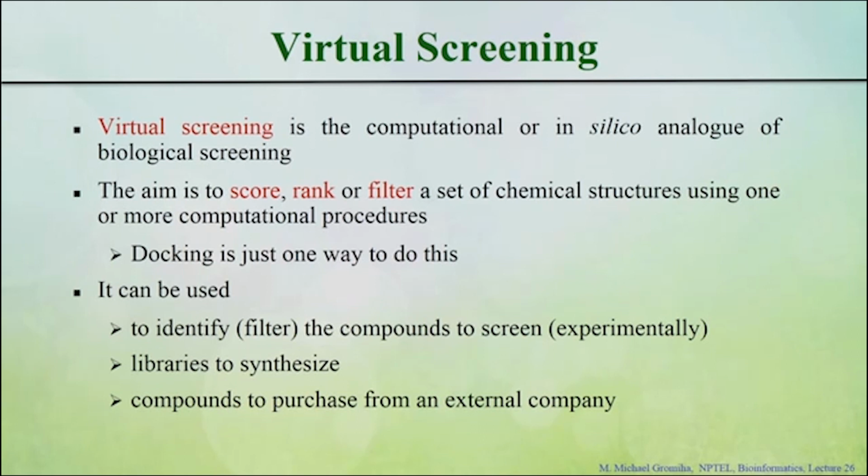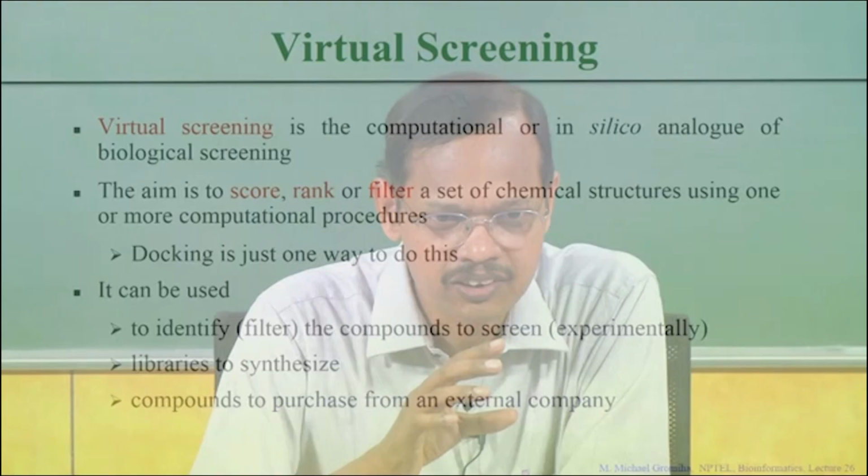What is the aim of virtual screening? We have the protein and the ligands, and docking gives a score, which can rank these ligands and also filter a set of structures, depending on whether they fit or do not fit any particular conformation in the protein site. You can use docking to do this. In this case you can filter the compounds, get some libraries to synthesize, and also suggest compounds to purchase for experiments. In any case, final experimental validation is required, even if you identify lead compounds using virtual screening, the computational techniques.